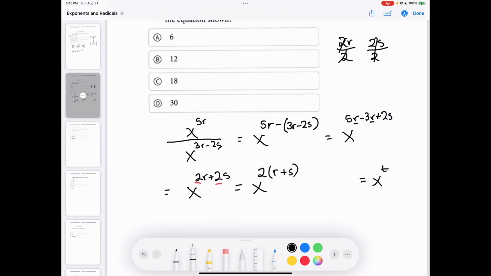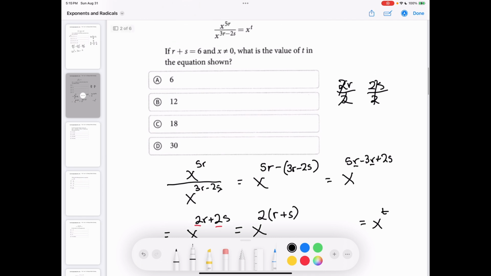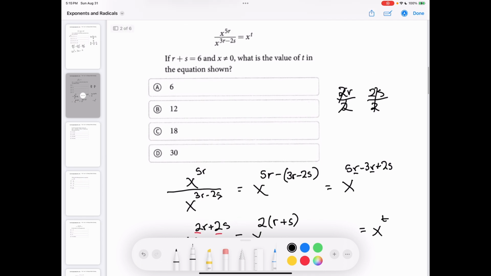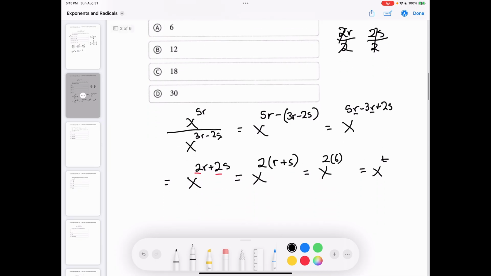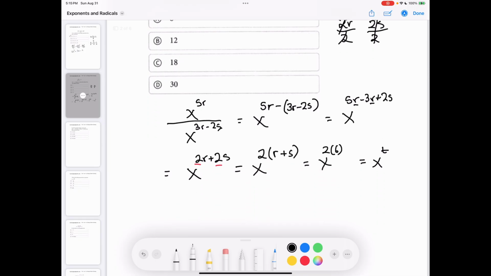Okay, great. Now I have x to the second power times r plus s. And if you reread the problem, it says r plus s is equal to 6. So I can go ahead and substitute that. So I end up with 2 times 6, right, is equal to x to the t, right?